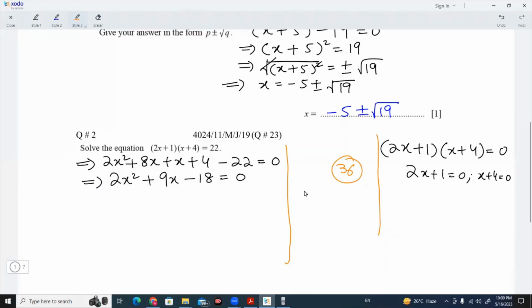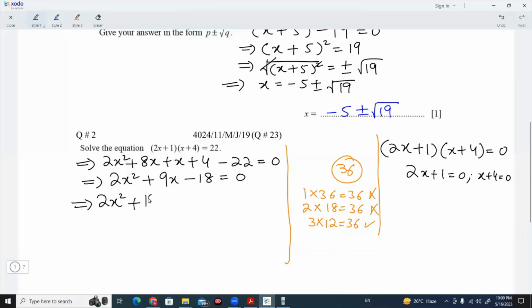So starting from 1 times 36 is 36. If we subtract these two factors, the result is not 9. So moving ahead to 2 times 18, 18 subtracted by 2 results in 16. So it's not the answer. Moving ahead to 3 times 12, 12 minus 3 results in 9. So these were the factors. Remember, if the sign of the middle term is positive, the bigger factor must have the positive sign and the other one will have the opposite one.